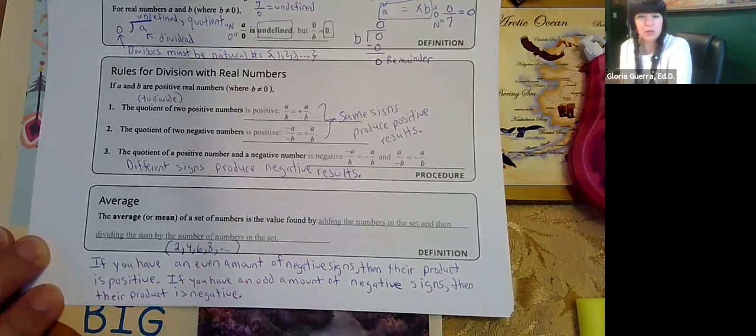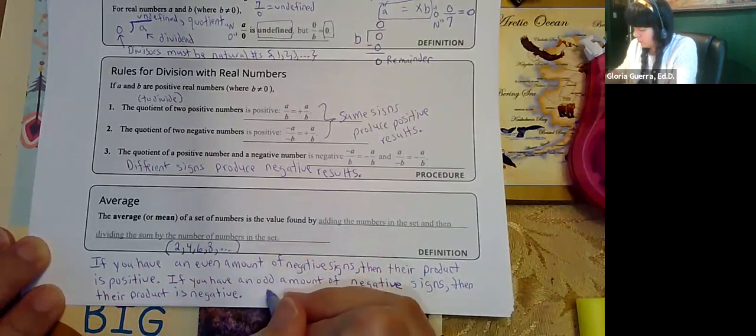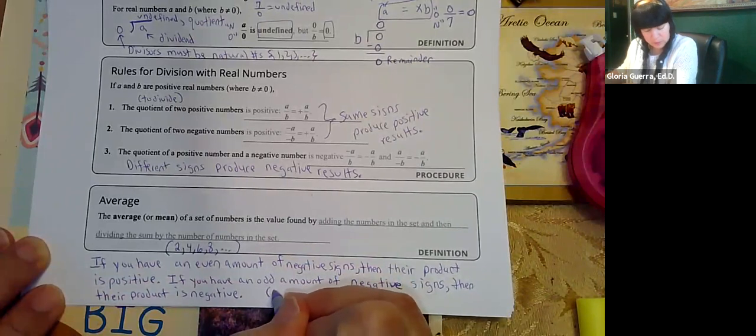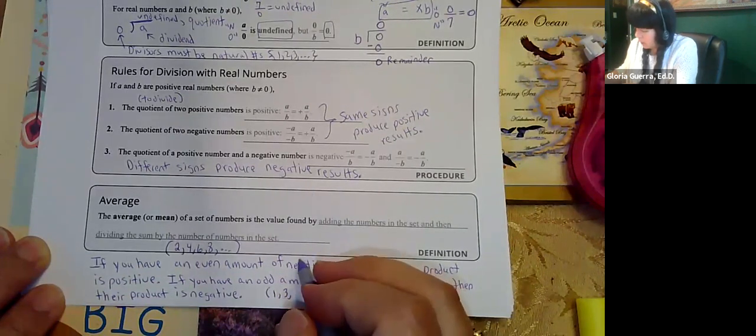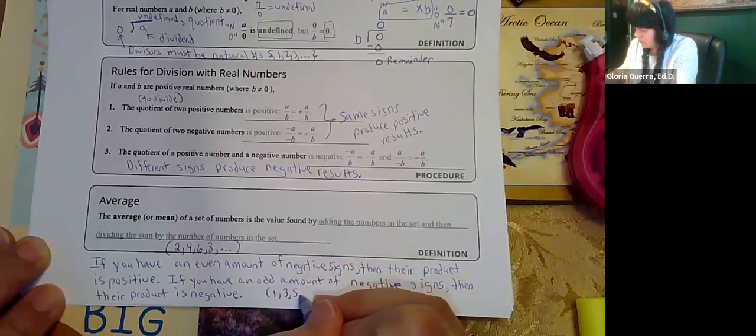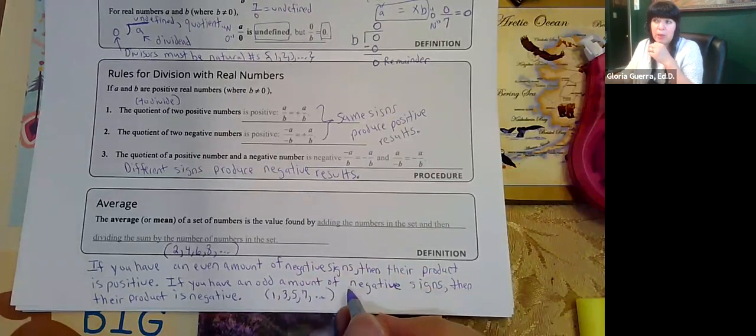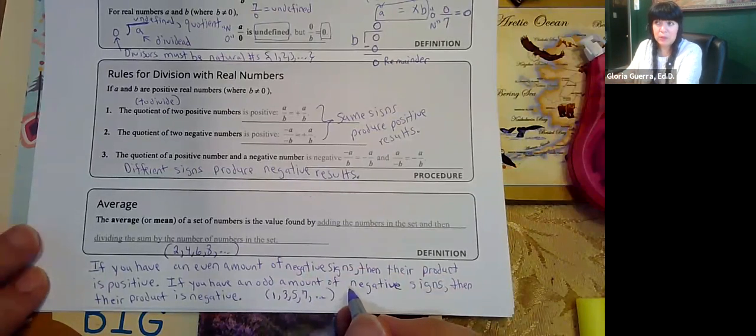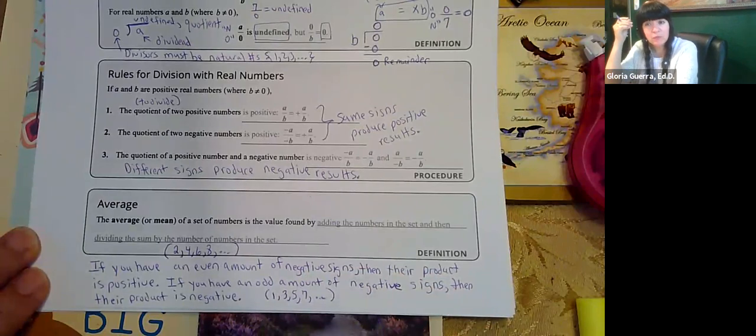So then you might be thinking, okay, give me some examples of odd. What were some examples of odd? Some examples of odd would be if you have just one negative sign, or three negative signs, five negative signs, seven negative signs, and so on. If you're multiplying a whole bunch of numbers and you have seven negatives total, then you know in the end your answer is going to be a negative result.